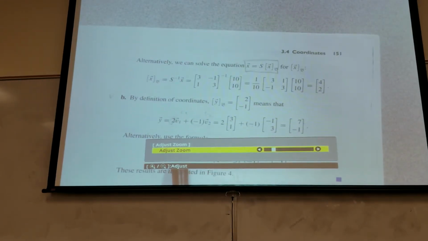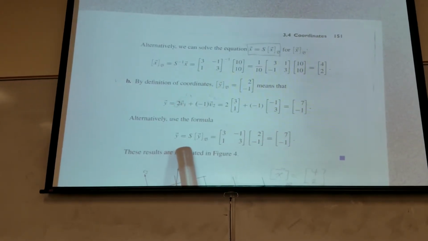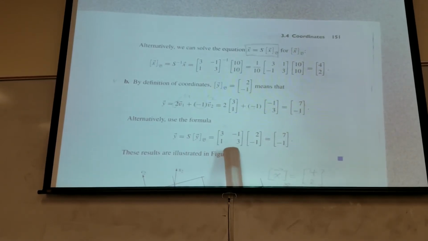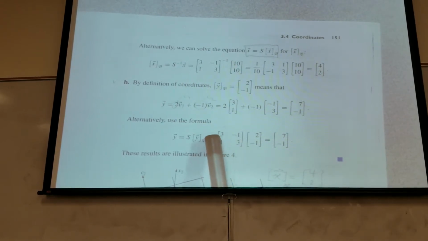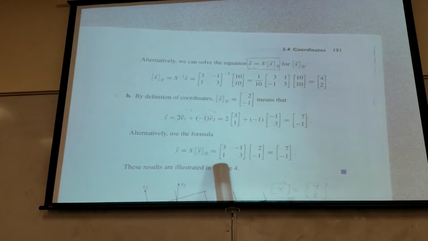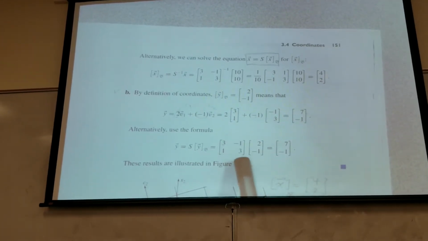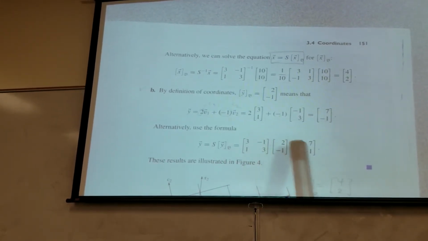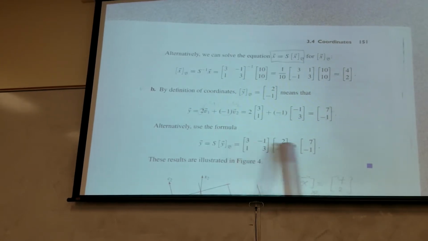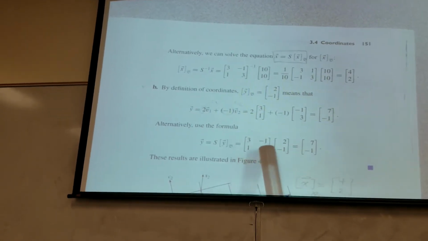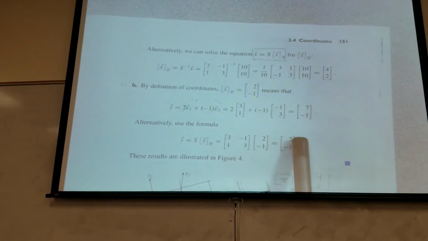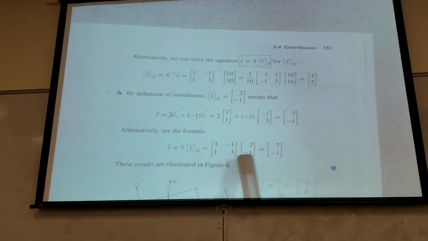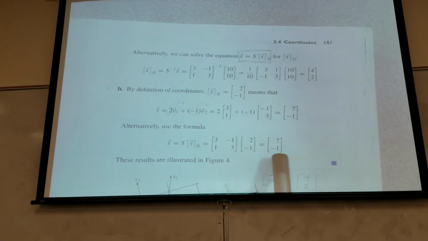Or you directly use this matrix S, times the given coordinate vector. The matrix has two columns. First column is V1, right? 3, 1. Second column, minus 1 and 3, times 2, negative 1. So you multiply this out by dot product. 3 times 2 plus negative 1 times negative 1, you get 7 back, right? Okay. 1 times 2 plus 3 times minus 1, you get minus 1. So either way, okay?